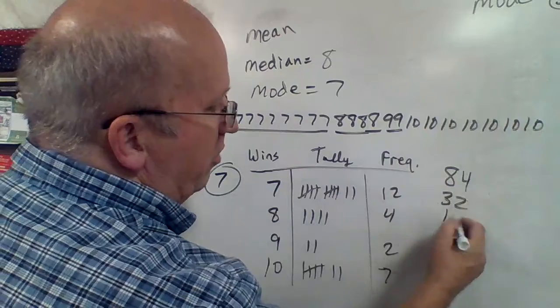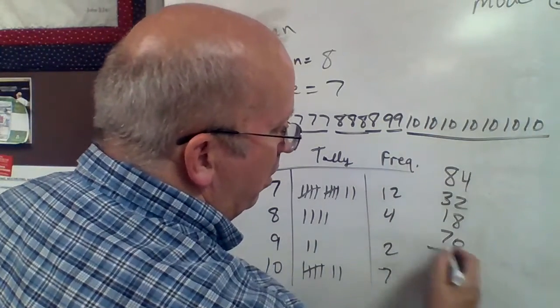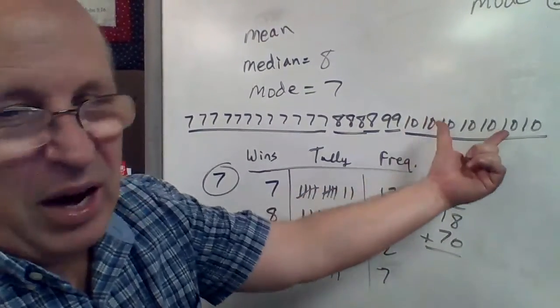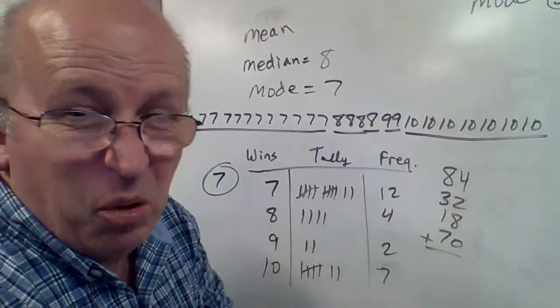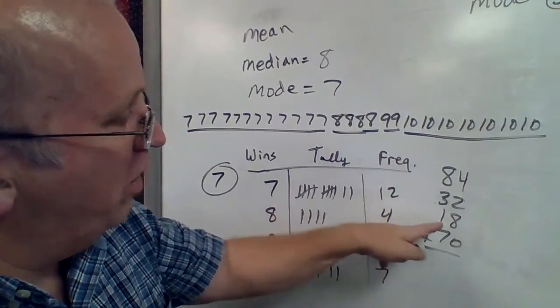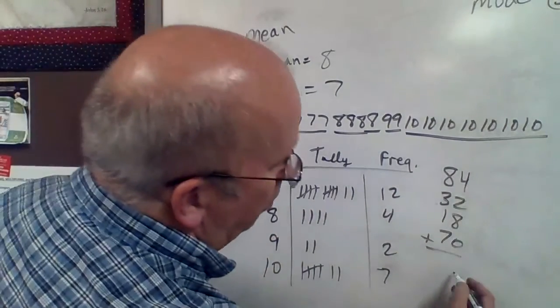2 groups of 9 is 18. And 7 groups of 10 is 70. Do you see what I'm doing? I'm trying to make this go faster by combining some of the like numbers and multiplying them. 7 groups of 10 is 70. 2 groups of 9 is 18. 4 groups of 8 is 32. Now if I add these, what do I get?